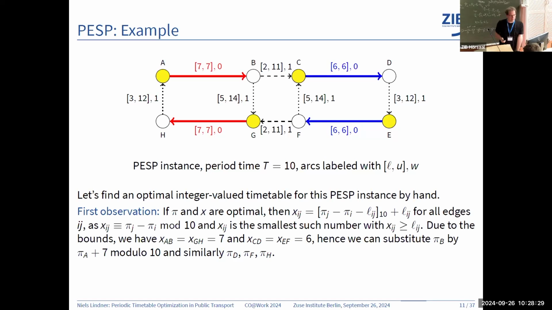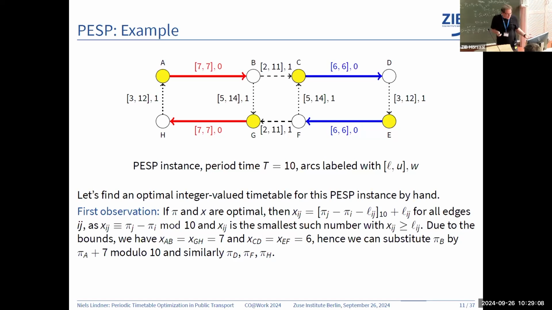First observation: if timetable and tension are optimal, then you can compute the tension as the difference of the timings modulo the period time, but it's not quite true. You need to catch the right representative, which is between the lower bound and the upper bound, the smallest one. This is the complicated formula to express this. So modulo 10, it's just pi j minus pi a, but this number is supposed to be between 0 and 9, or 0 and 10. And this guarantees that this is at least the lower bound. That already looks a little bit stupid, but it is certainly true.